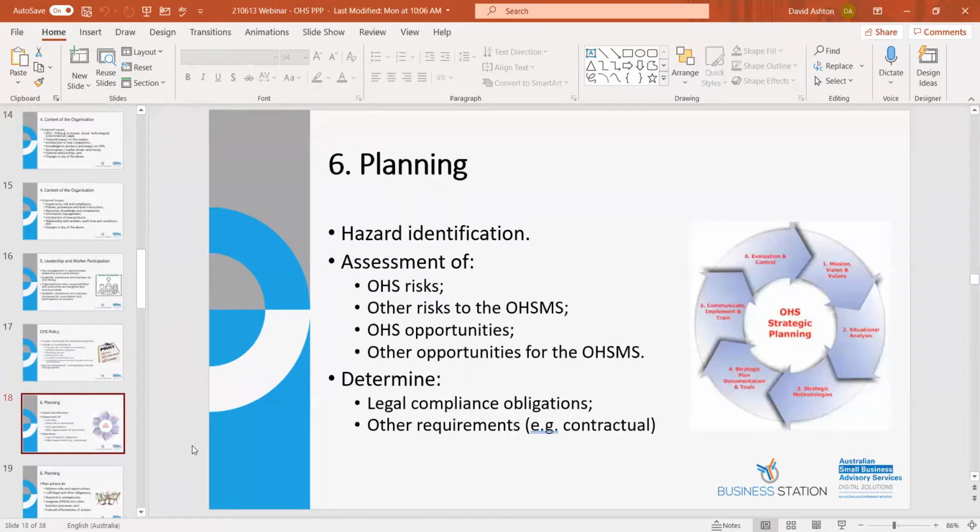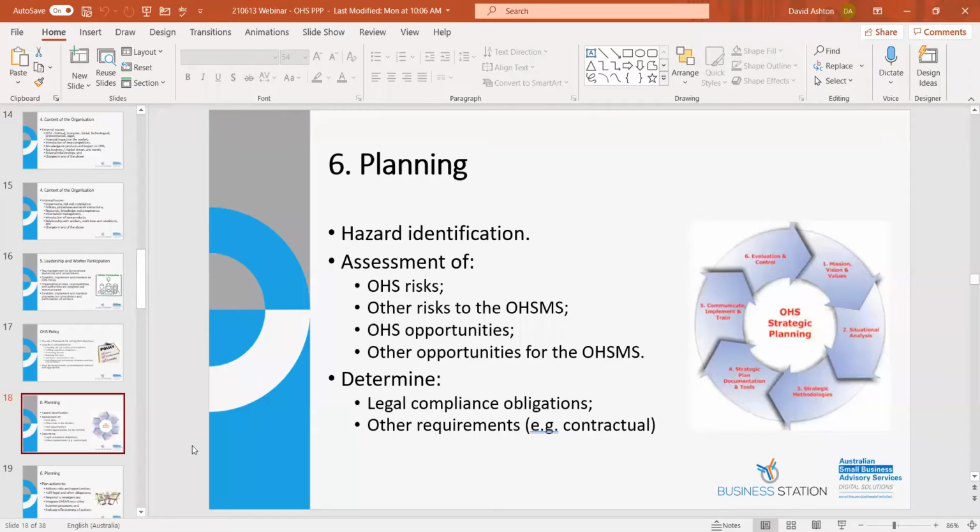So, once you've agreed on the policy, then you need to go about putting in place the plans for managing safety. So, hazard identification, assessment of risks and opportunities, OHS risks and the like. You need to look at what your legal environment is, your compliance obligations, document that in a register, and how you intend to comply with it.